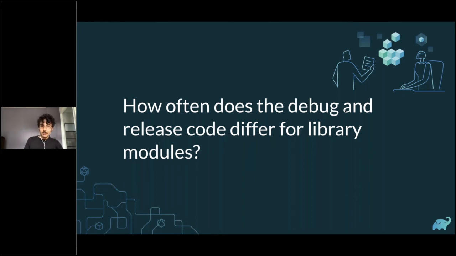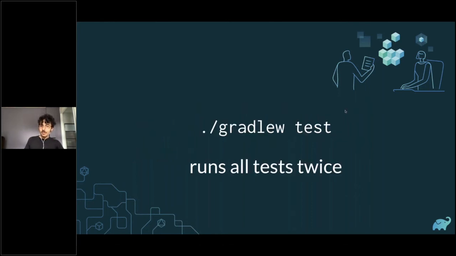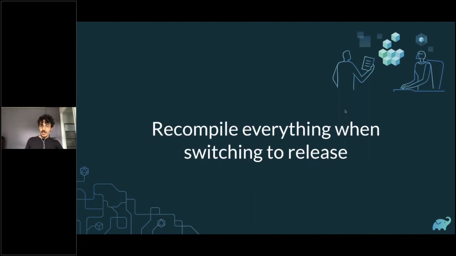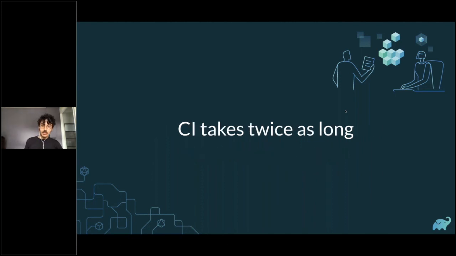That adds CI build times. It also gets a little bit confusing: if you run the normal Gradle lifecycle test task, it runs all your tests twice. That's kind of a time waster. And if you run test debug, it's not going to run the tests for Java only modules. And what's also really annoying is that sometimes you do need to test the release variant, and you switch to it and then you have to recompile everything. And like I said before, it takes twice as long.